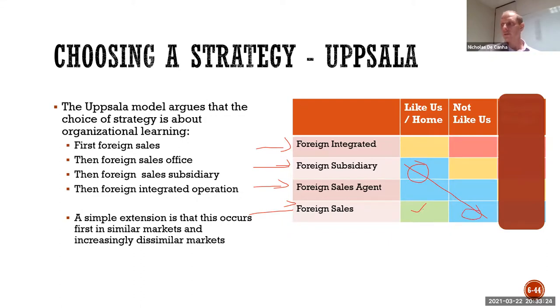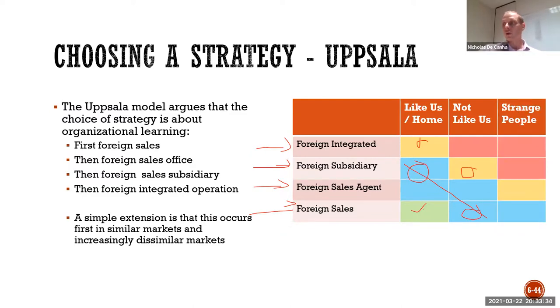So that's kind of equal easiness. And then a foreign integrated subsidiary is probably as difficult as a foreign subsidiary if the market is dissimilar. And then finally, you've got strange people, and I use that just casually, so a very different market. You're then going to say, well, it's probably somewhat similar difficulty rating for me to have a sales agent in a very different market as it is to have a fully integrated subsidiary in a market that's exactly the same, because I have to learn less.